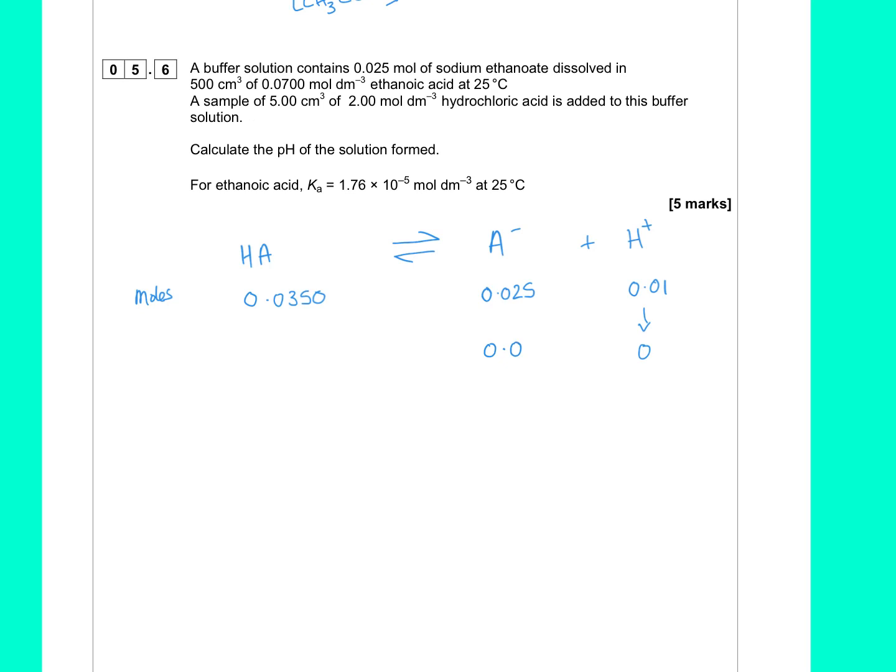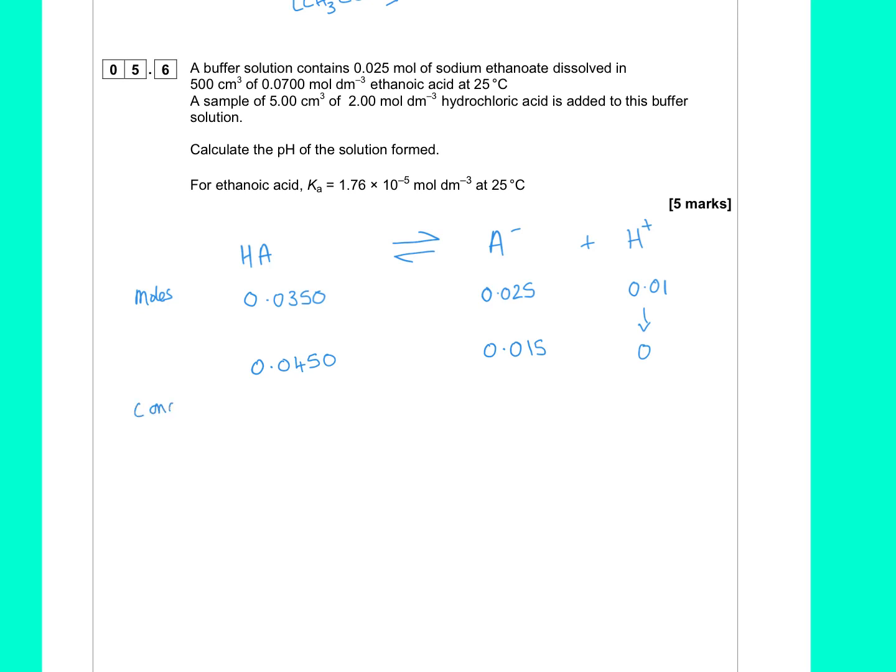So if we add 5 centimetres cubed of 2 molar HCl, we're adding 0.01 moles. So we know all of that's going to get used up, and that will react with the A minus. So that's going to go down by 0.01 and turn into 0.015. And it's going to form more HA, so that's going to add 0.01. So that's going to go up to 0.045. So we now have our new number of moles for HA and A minus.